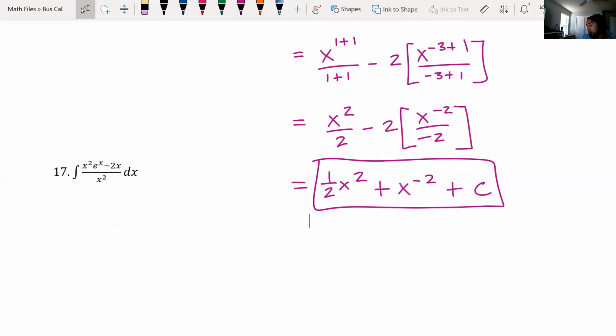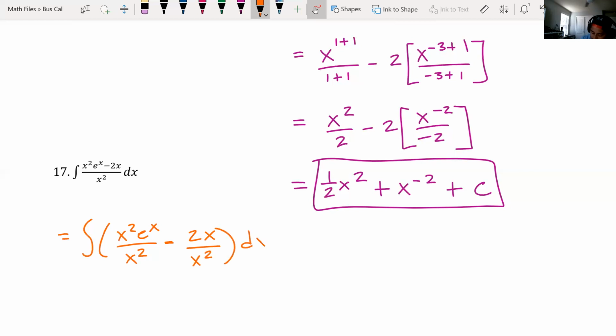Last one. Well, for these. 17, same exact thing that we did on the last two. Split it up into two separate fractions, simplify, find the antiderivative. So this will become the integral of x squared e to the x over x squared minus 2x over x squared dx.